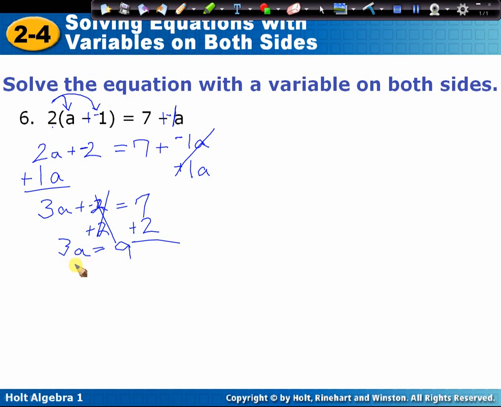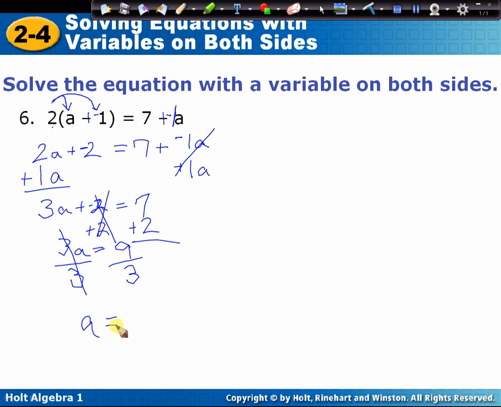Our A is not by itself yet. It still has a 3 attached to it. We know when a letter and a number are touching, they're being multiplied. We know that we have to do the opposite to undo the multiplication. So because it's being multiplied, we have to divide in order to get the 3 away from the A. So we're going to divide by 3. We get rid of this 3. Because we did it on this side, we're required to do it on that side, so we have to do it over here. We bring down our A, bring down your equal sign.